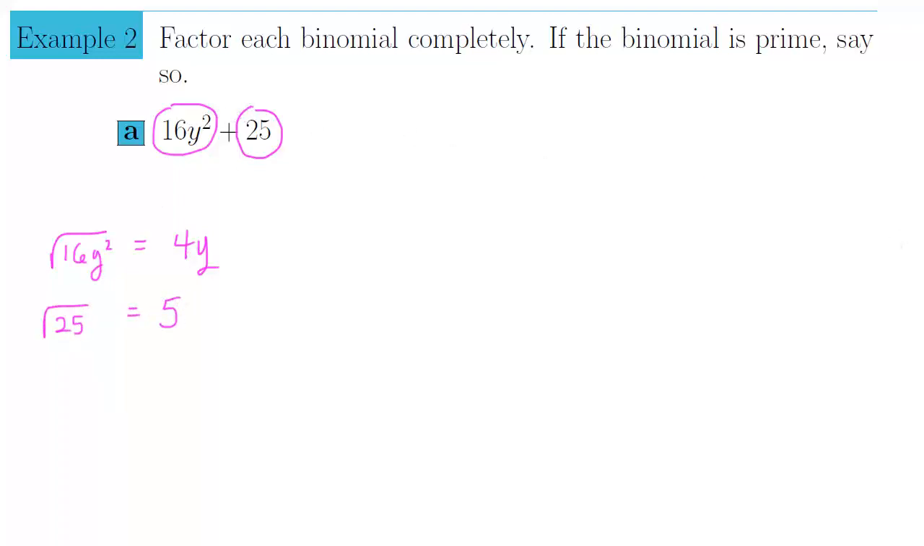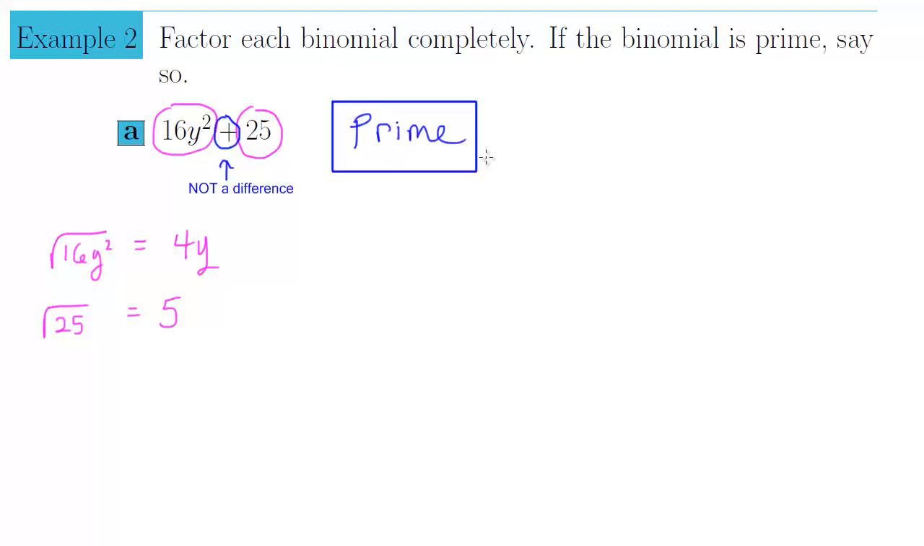But the problem is the sign in the middle. This is a plus. We don't have a difference. So that means the polynomial is prime. It's not factorable. Okay? Even if you have two perfect squares, if the sign in the middle is not subtraction, the polynomial cannot be factored. Okay, so we would call this polynomial prime. So it is a fact that if you have the sum of two squares, the polynomial is prime.